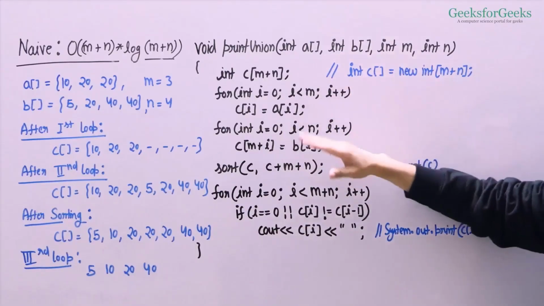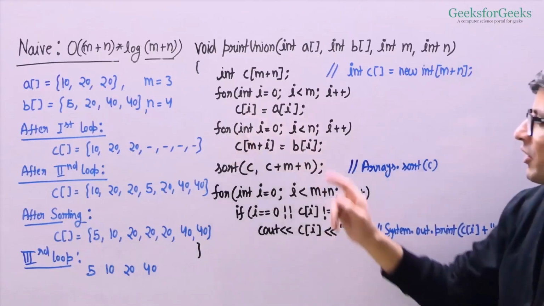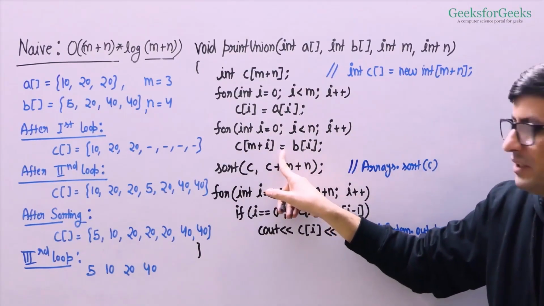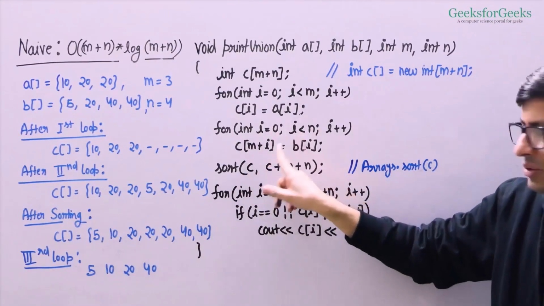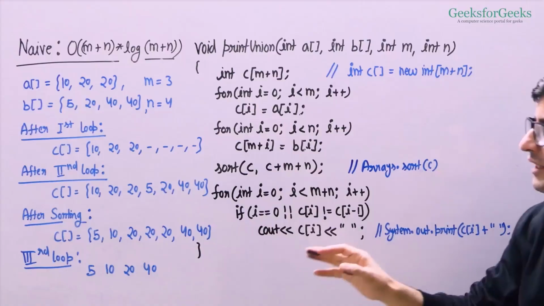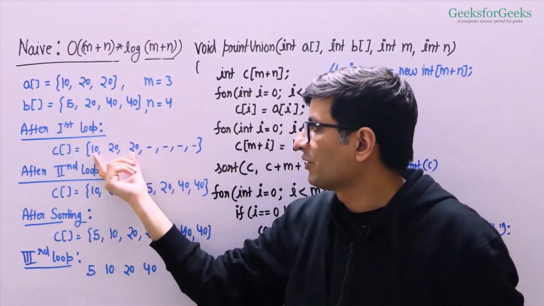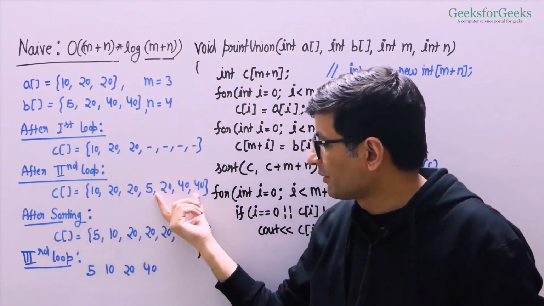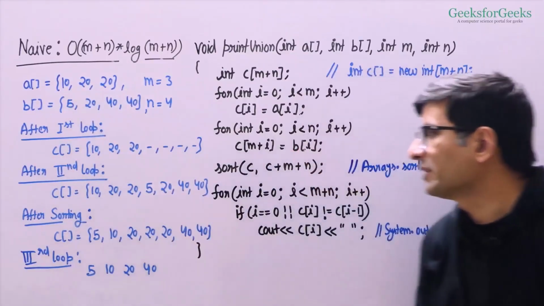After creating the array, we copy the elements of array A into array C. After copying the elements of array A, we copy the elements of array B starting from index m, right? I goes from 0 to n minus 1, so we begin with index m. So we basically first copy the first three elements, m is 3 here, for array A into C. Then we copy the four elements of array B into C. So our C has all the elements of array A, then all the elements of array B.